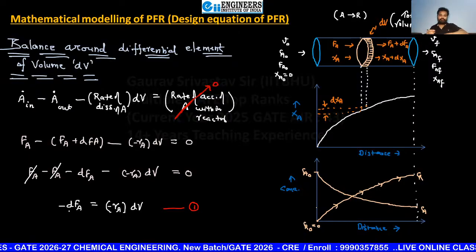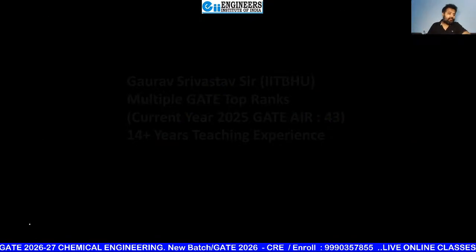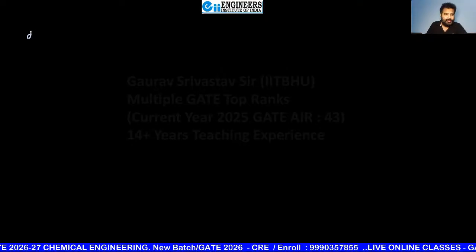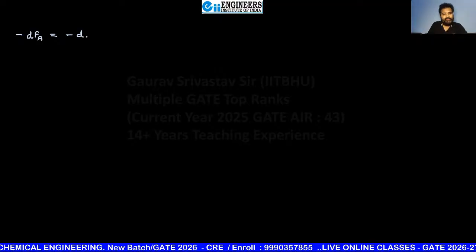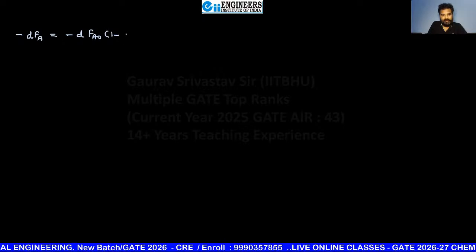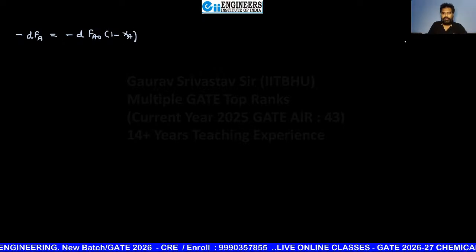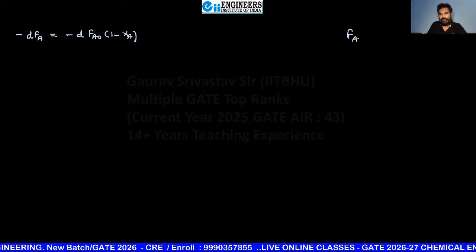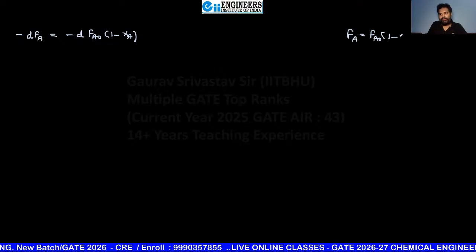Now focus on this dFA beta. Actually it is minus dFA. What is FA? FA can be written as FA naught into 1 minus XA. FA can be written as FA naught into 1 minus XA.